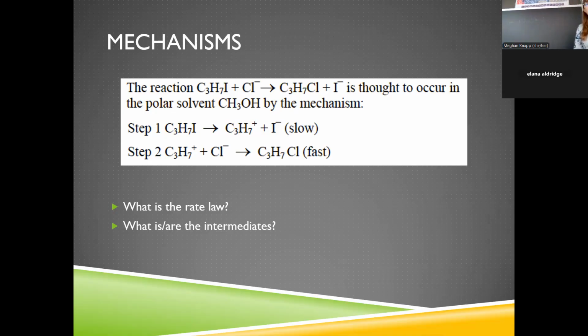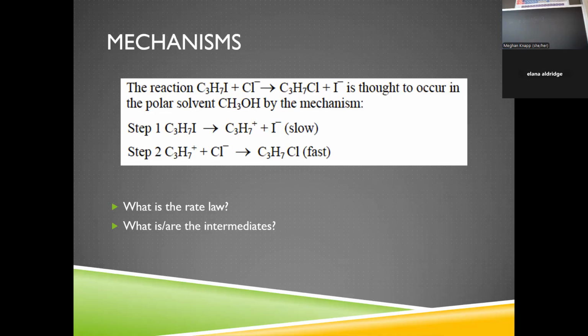So rate law is going to be K times the concentration of just the reactant there. So C3H7I. Okay, how many intermediates are there? All right, so we have one intermediate, it's the C3H7 plus. So this is a particular kind of organic reaction, and I believe this is a next one.